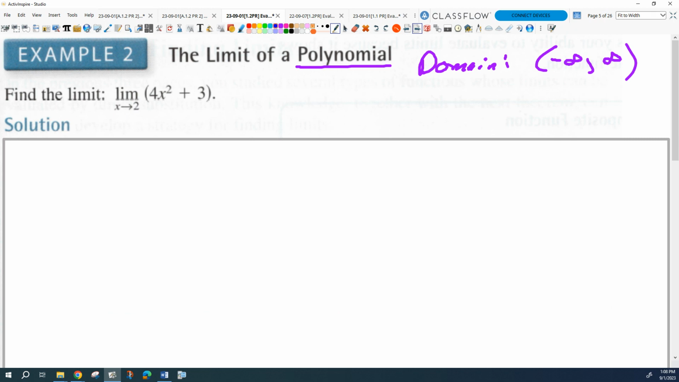All right, so let's look at an example that's a polynomial. Find this limit. Polynomials are always continuous, right? So you know that you can always evaluate a polynomial using direct substitution. So what are we going to get here? If I take the limit of the polynomial 4x squared plus 3 as x approaches 2, what do you think the answer is going to be?